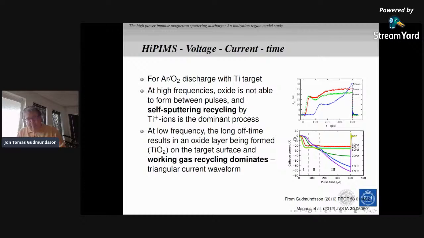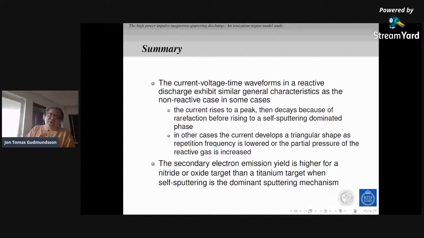So to summarize, I have shown you that the current-voltage-time waveforms in reactive discharge, in the case of metal mode, have similar characteristics as the non-reactive case. The current rises to a peak, which then decays because of rarefaction, and then rises again to a plateau, which is the self-sputtering dominated phase. In other cases, we get the triangular shape of the waveform, which basically means that we get a poisoned target, and gas sputter recycling is the dominating process.